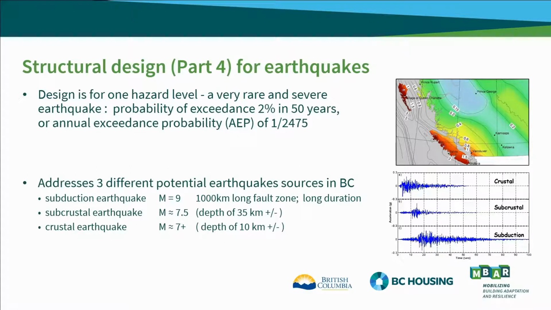The code addresses 3 different potential earthquake sources in BC. The large subduction magnitude 9 earthquake just off the west coast, the subcrustal or in-slab earthquake with a magnitude of around 7.5 at a modest depth, and a shallow crustal earthquake with magnitudes 7+.